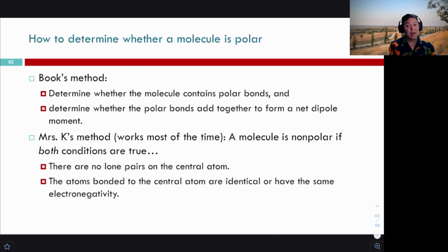And this is the same as when we did Lewis dot structures in, I believe, chapter 9 or 10. If there are no lone pairs on the central atom, and both of these need to be true, and the atoms bonded to the central atom are identical or have the same electronegativity. For the purposes of this class, really, whether or not they're identical. This works for molecules other than diatomic molecules.